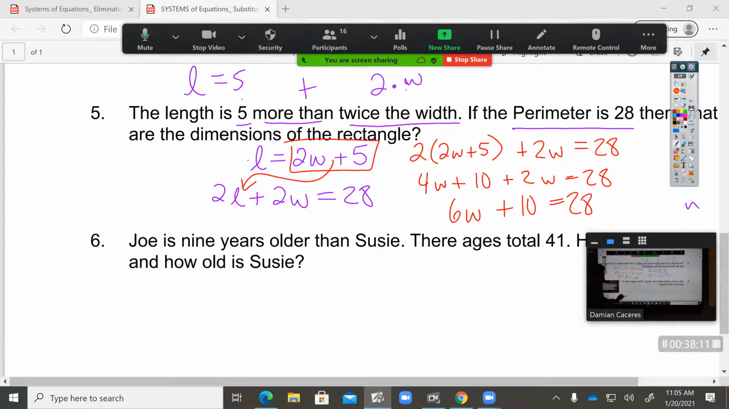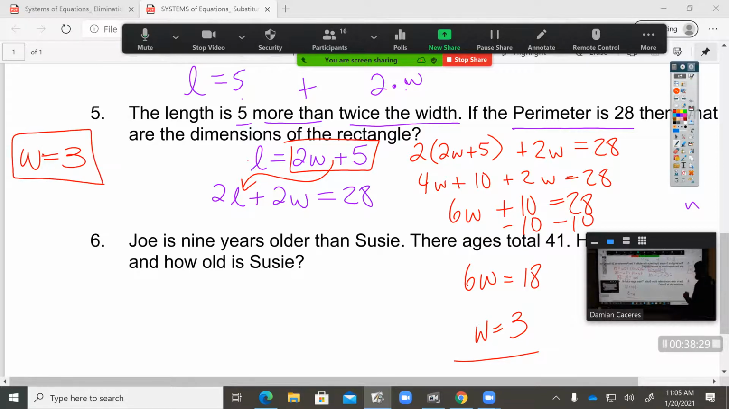Two more steps to get W by itself. Subtract 10 from both sides. And then divide by 6. Divide by the coefficient. And we get W equals 3. So the width equals 3.